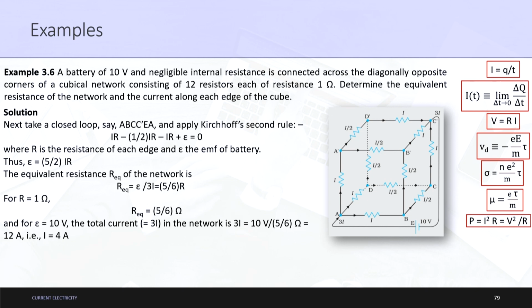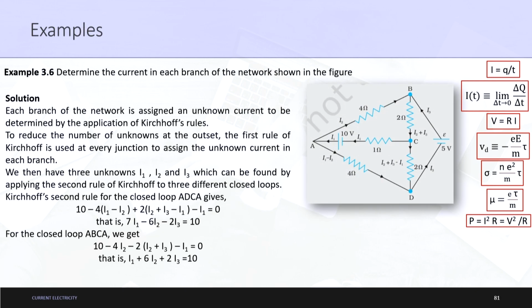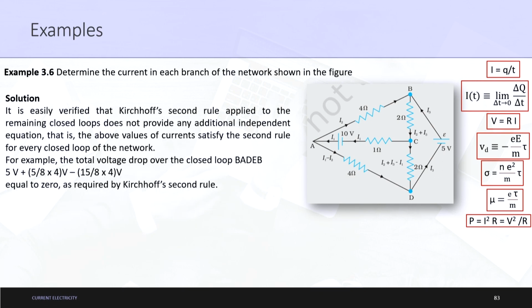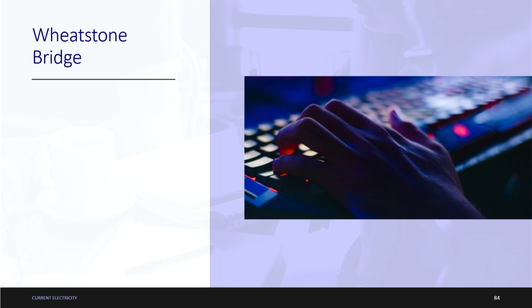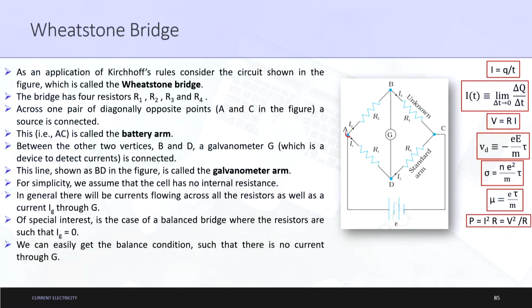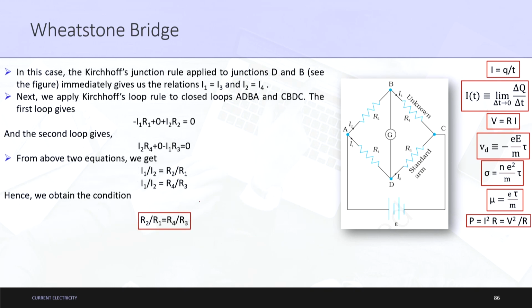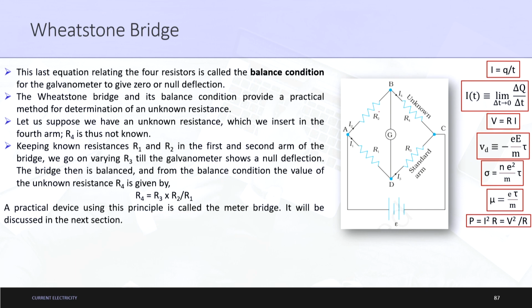One of the examples dealt with was a symmetrical circuit, and another example was less symmetrical or unsymmetrical. Then a Wheatstone bridge was explained, in which these are the battery arms and these are the galvanometer arm. Finally, for the balance condition to occur, R2 by R1 is equal to R4 by R3. Let us say we know the values of R2 and R1 but not R4; we vary the value of R3 until R2 by R1 is equal to R4 by R3, and then we can find R4, the unknown resistance.